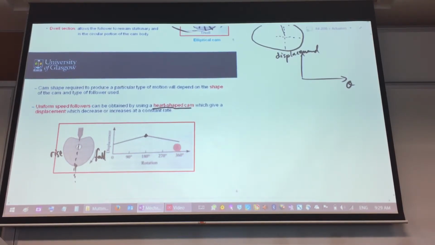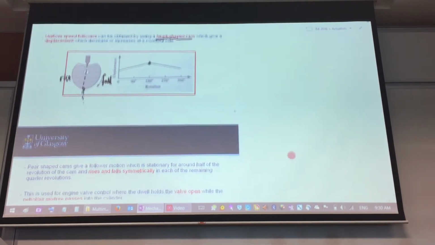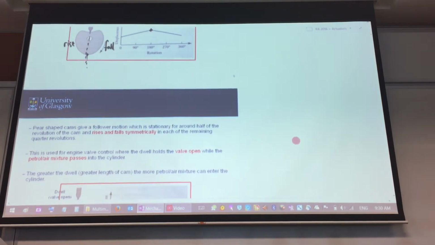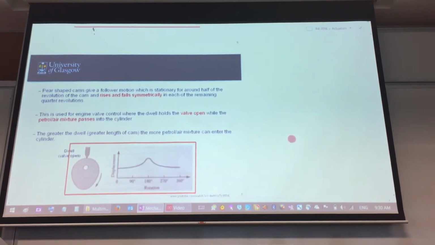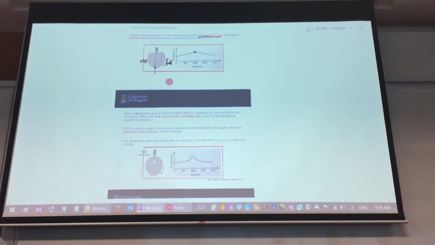There will be different profiles for different kinds of cam shapes. Another popular one would be the pear shape. It's surprising that a heart shape will give you a straight line, because you would have thought that a pear shape is the one that's going to give you a straight line. But actually the pear shape will give you this sort of profile. Right? So you have these two types of profiles, the heart shape and the pear shape.